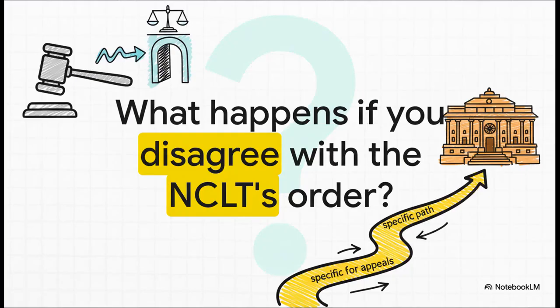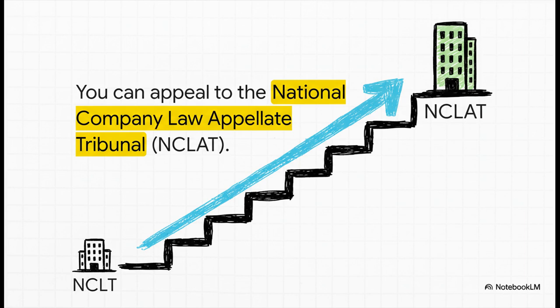You know, it's a pretty basic question for any legal system, right? Is the first decision the last word? Well, in India's insolvency code, the answer is a big, resounding no. There is a very specific path you can take to challenge it. And that path leads you to the next rung on the ladder, the National Company Law Appellate Tribunal, or the NCLAT for short. This is basically the dedicated court of appeals for reviewing what the NCLT decides.